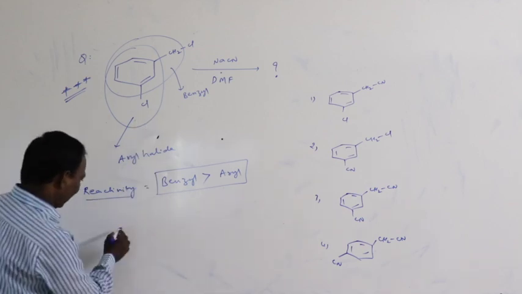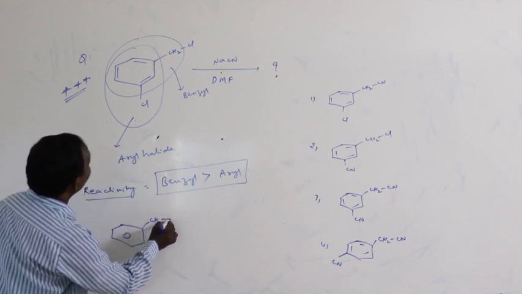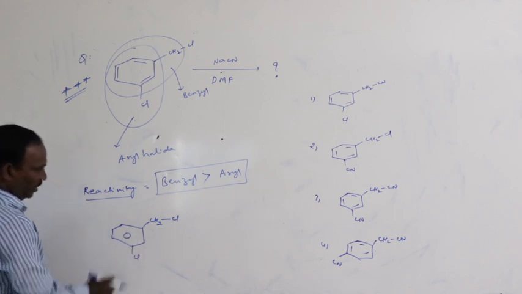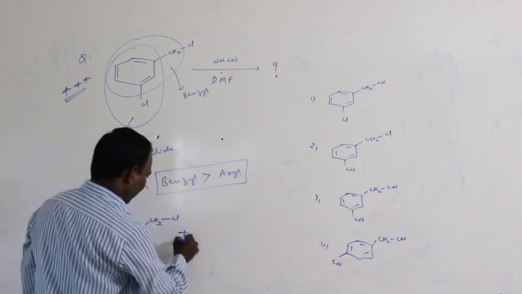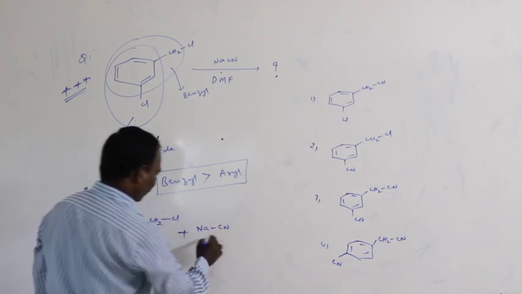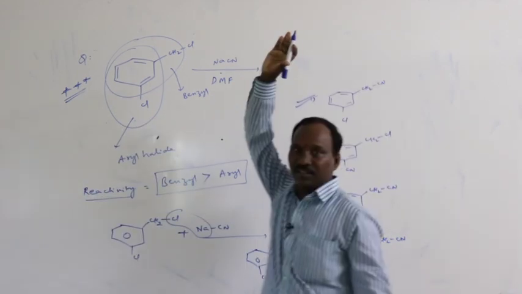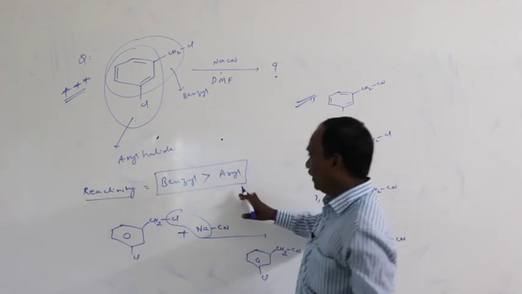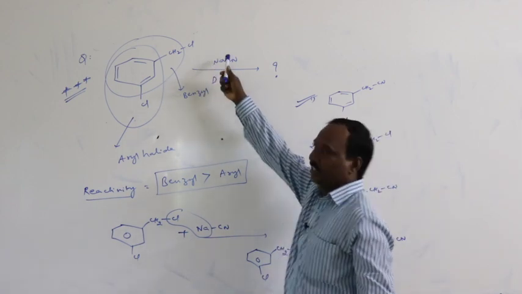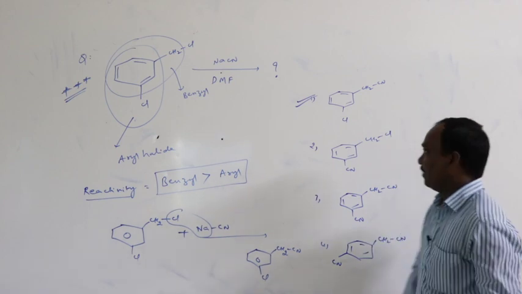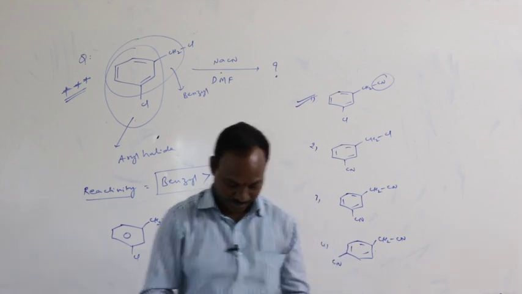Therefore, in this given compound C6H5CH2Cl, here Cl on the ring, this is aryl group. Aryl group is less reactive, benzyl group is more reactive. Therefore, only benzyl group first reacts with sodium cyanide, NaCN. Aryl halide is less reactive than benzyl halides. So, benzyl group participates in the reaction with sodium cyanide in the presence of DMF to form benzyl cyanide, parachlorobenzyl cyanide.